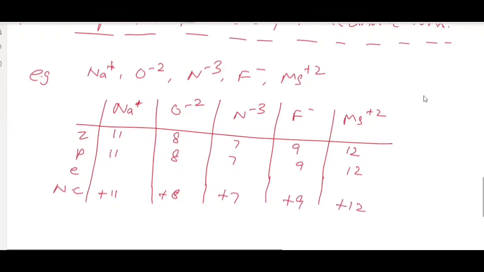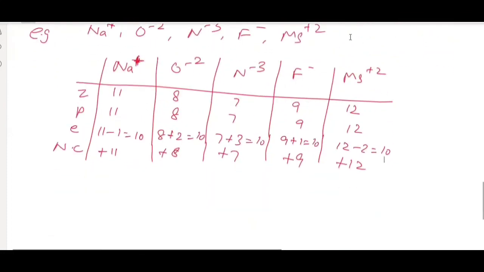Now electrons. This is Na positive and cations are formed by the loss of electron. यदि ये न्यूट्रल होता है Na तो टोटल इलेक्ट्रॉन कितने होने चाहिए थे 11. अब यहाँ पर 1 माइनस करते 11 माइनस 1 10. अब O माइनस 2 है, यदि न्यूट्रल होता तो O होता तो इलेक्ट्रॉन्स 8 थे. अब माइनस 2 मीन्स अनायन, तो यहाँ ऐड करना है, तो 8 प्लस 2 10, ऐसे 7 प्लस 3 10, 9 plus 1 10, 12 minus 2 10. So we observe that all these ions are having the same number of electrons, so these are called the isoelectronic ions.